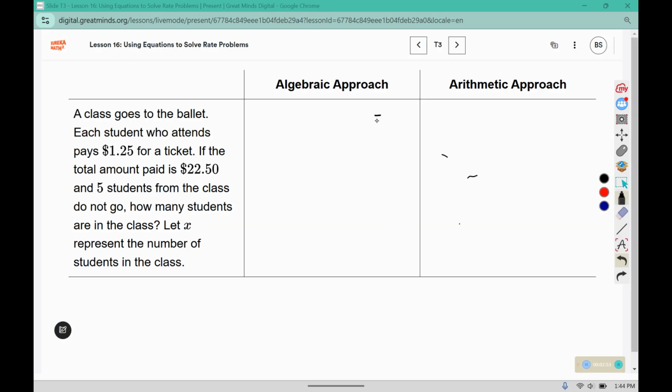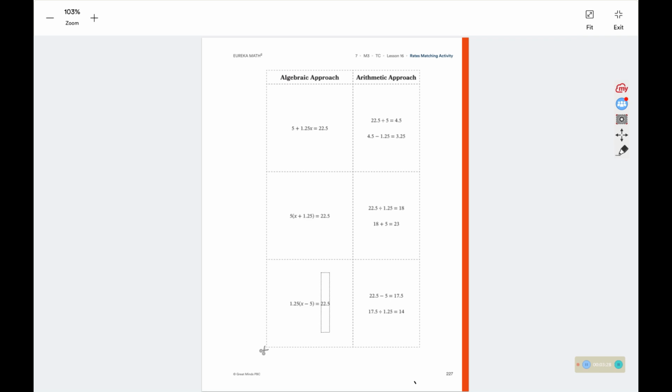So we knew that the total was $22.50. And we know that it's $1.25 per ticket. So if everybody went, we would do $1.25 times X, because that's the number of students. But not everybody went. 5 students did not go. So in order to get the number of students who actually went, we subtract the 5 who did not go from X, the total students, and multiply all that by $1.25, which is this last card here. So cut this one out and glue it into that first box.